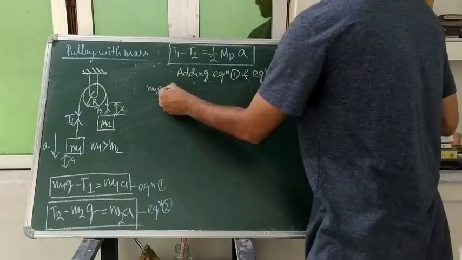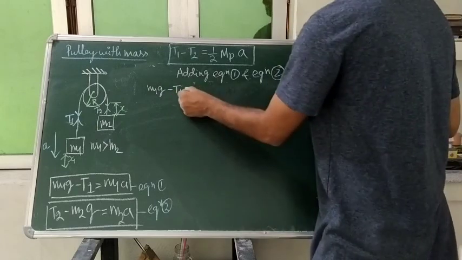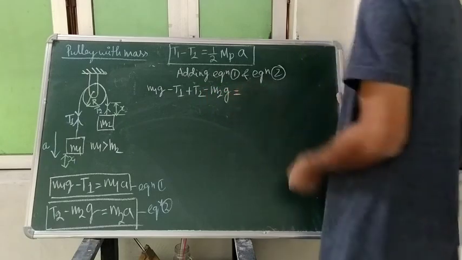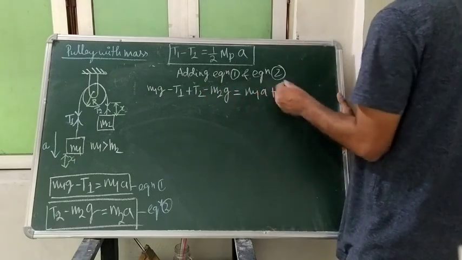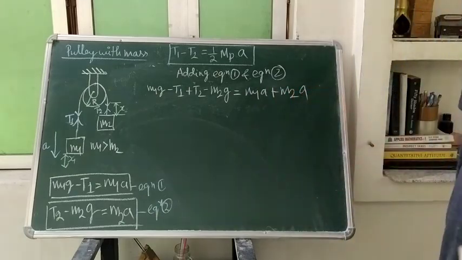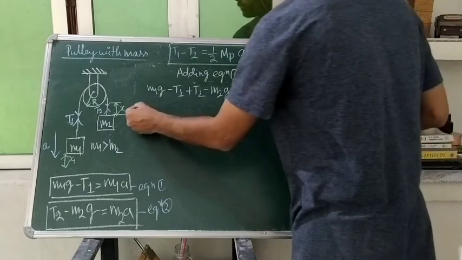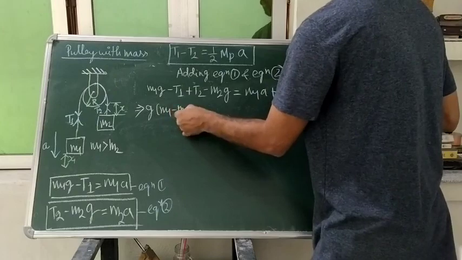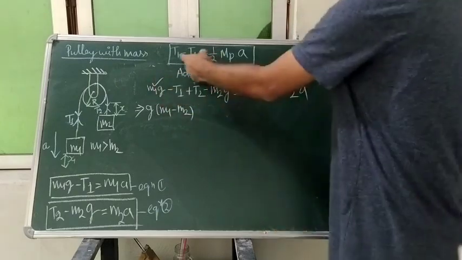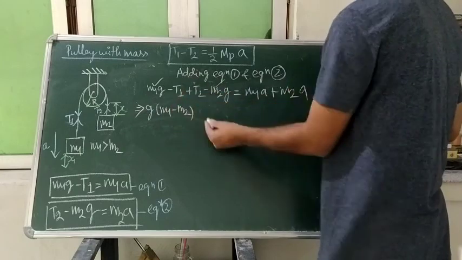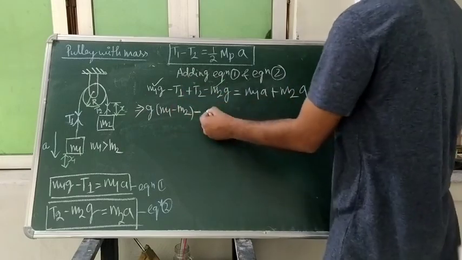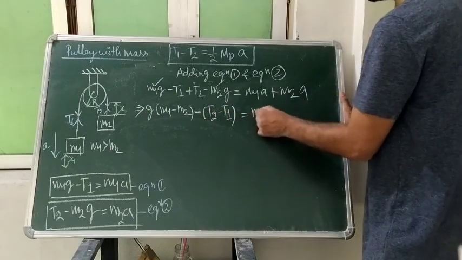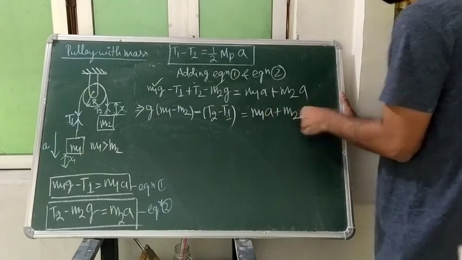M1G minus T1, left side we will add, plus T2 minus M2G. This will become equal to what? M1A plus M2A. Next, what can we do? That G we can take as common, so M1 minus M2 will come from this and this. And since we want T1 minus T2 here, T2 minus T1 is present, so we can take minus as our common, and it will become T2 minus T1. And this will be equal to M1A plus M2A.